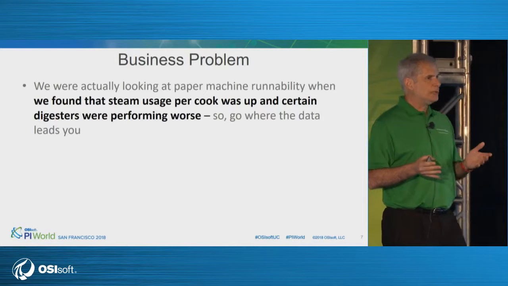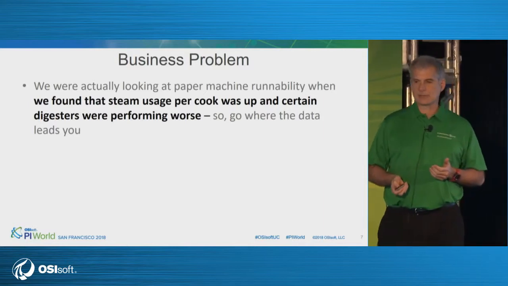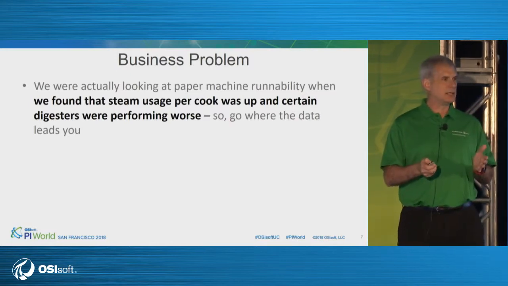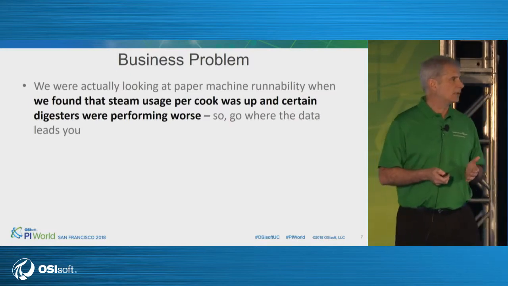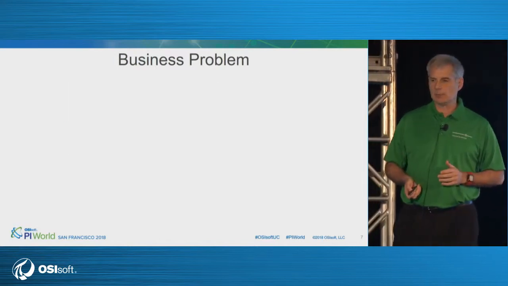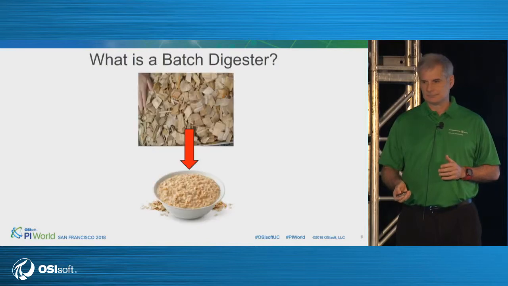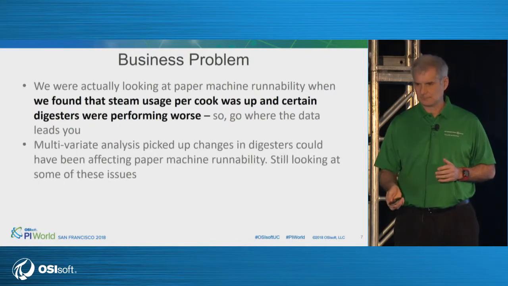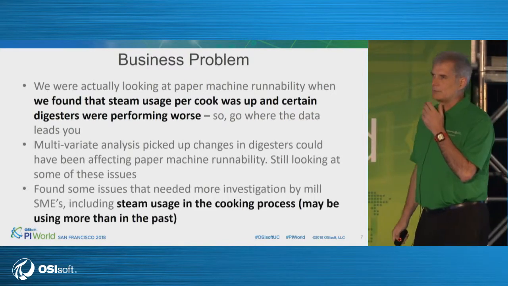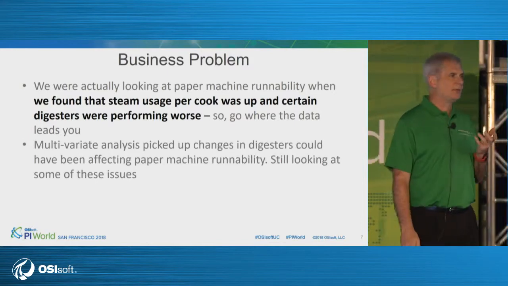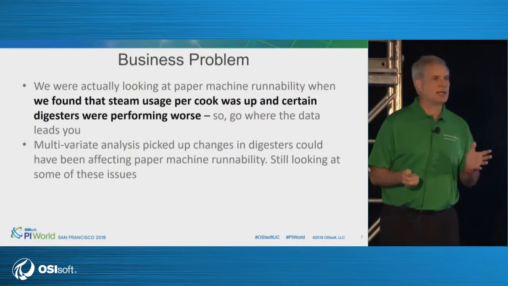So maybe we can just reuse some of that information that we've done in the past, and we could go from there. So we let the data take us to the problem instead of coming in with a problem where we thought we knew the answer, and just let the data take us to where the problem was. Some of the multivariate analysis had picked up that the digesters were the problem.